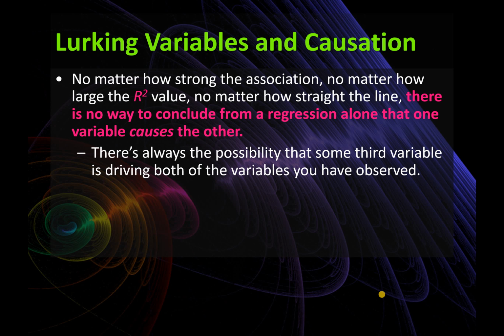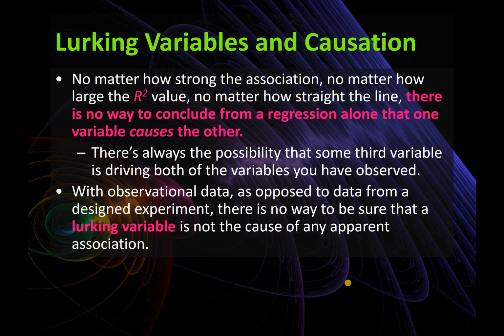You actually have to look at the data because there could be other things at play. No matter how strong the R squared value is, how straight the line, we cannot say that A causes B. Typically, these data points are all observations. They're not done through experiments. So we cannot show a cause and effect. There's always a possibility that there's a lurking variable driving both of the ones that we've observed. And there's no way to kind of filter that out.